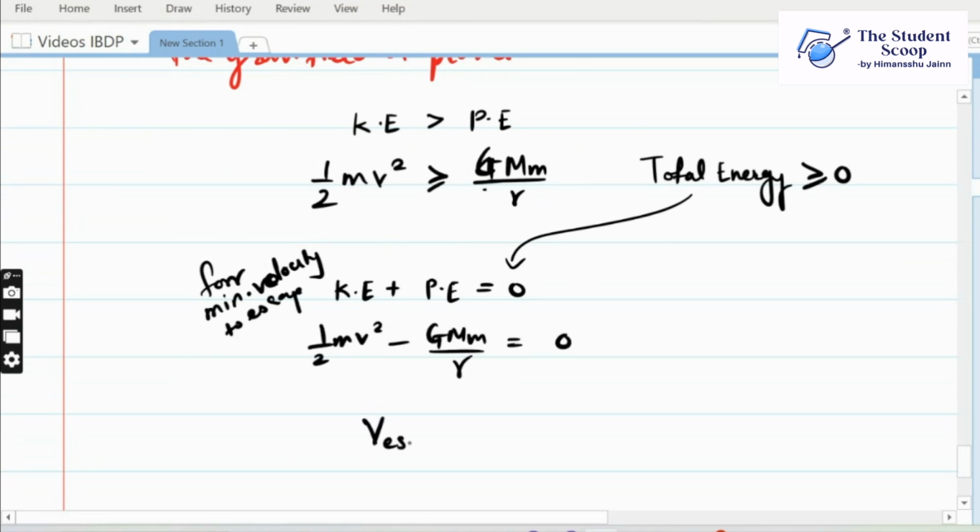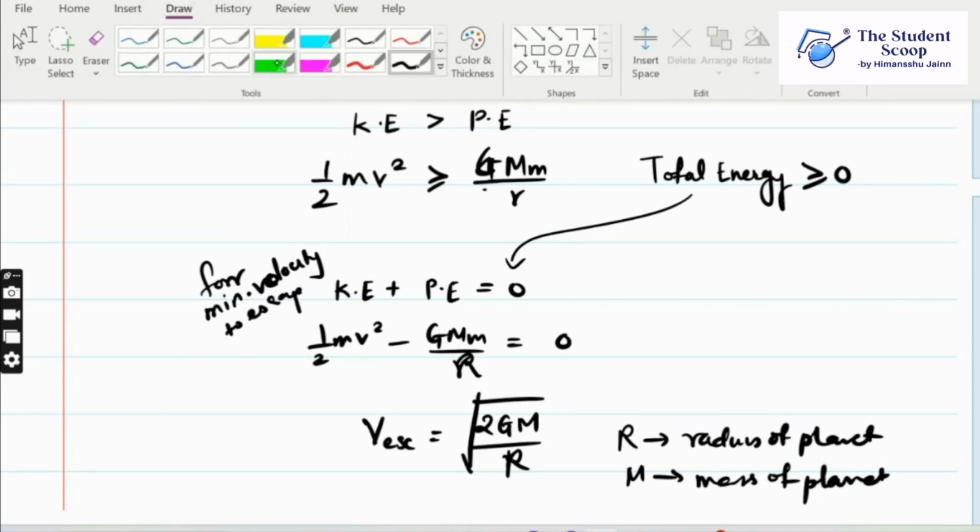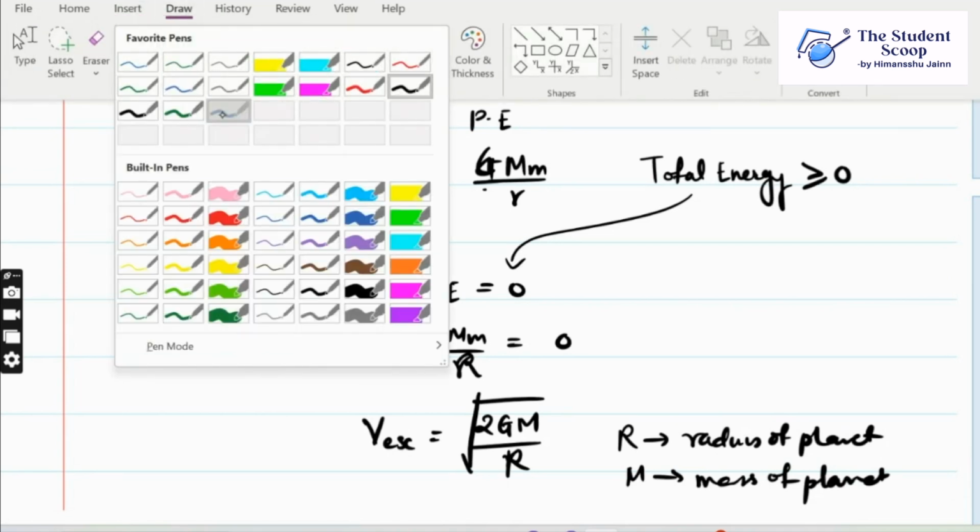And if we move some terms, we will get escape velocity as square root of 2GM over r. Here r has to be the radius of the planet because we are talking about the surface. So it only depends on the radius and the mass of the planet. It does not depend on the mass of the object. So whether you are launching a small ball or a big elephant, it will require the same escape velocity.